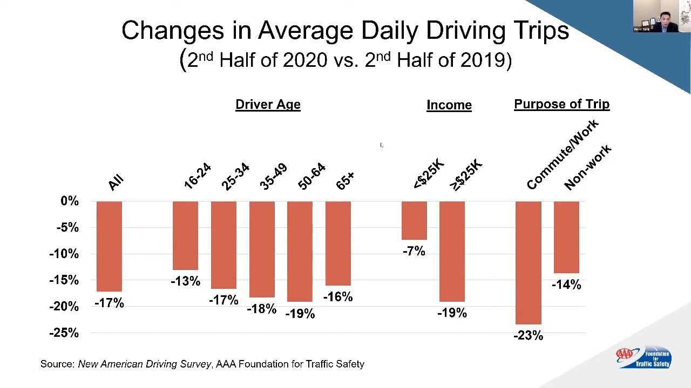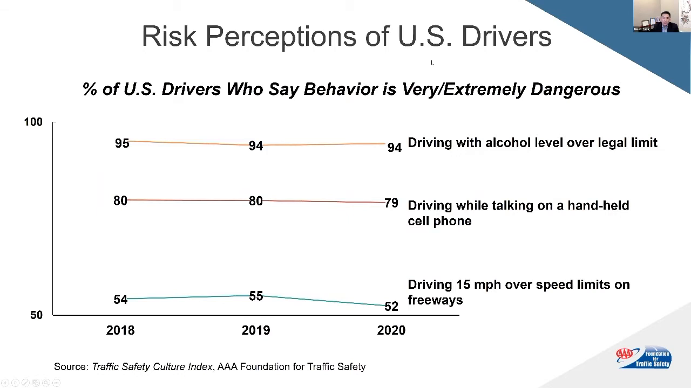All right, with that being said, I want to move on next to some of the traffic safety challenges we are facing here in the United States. This is based on a separate survey we've done here at AAA Foundation for Traffic Safety, called the Traffic Safety Culture Index. All this information is available on the AAA Foundation's website, which I'll provide afterwards. We survey people and ask about their risk perception: do you think that certain behavior is very or extremely dangerous?